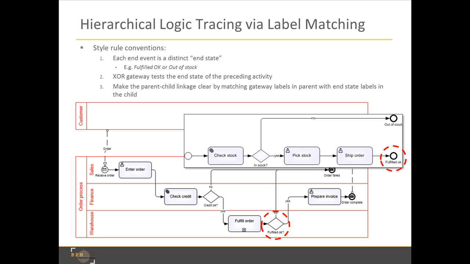The label matching between parent and child diagrams is a mechanical device that guides the user even when he or she is completely unfamiliar with the process or the modeler's terminology. And we also have a similar label matching convention for message flows on parent and child level diagrams.